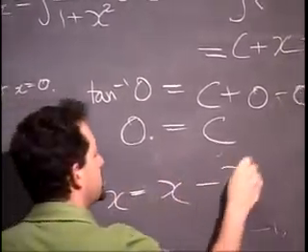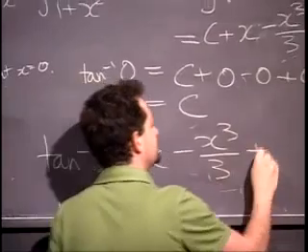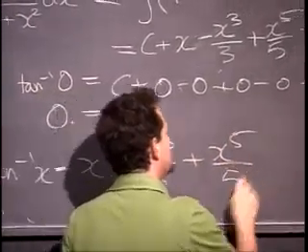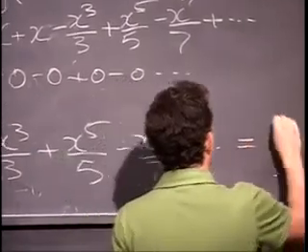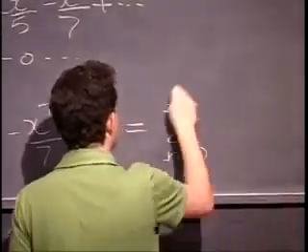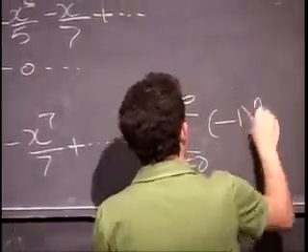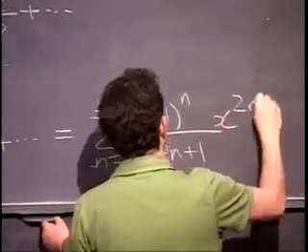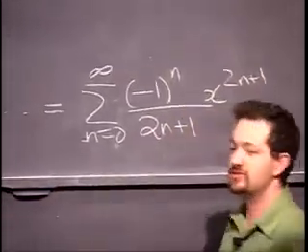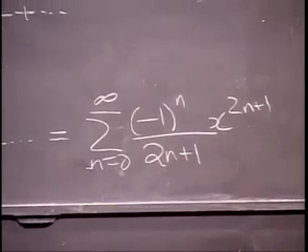And you get the series for arctan x. x minus x cubed over 3 plus x to the 5 over 5 minus x to the 7 over 7, and so on. And this is, in sigma notation, minus 1 to the n over 2n plus 1, x to the 2n plus 1. Same as the series for sine x, right?